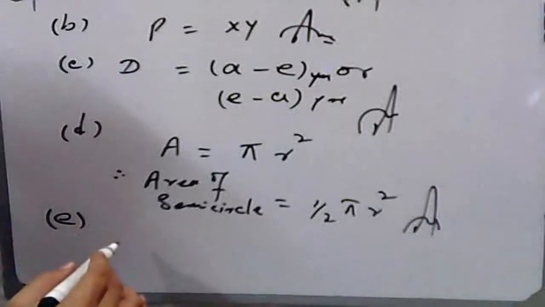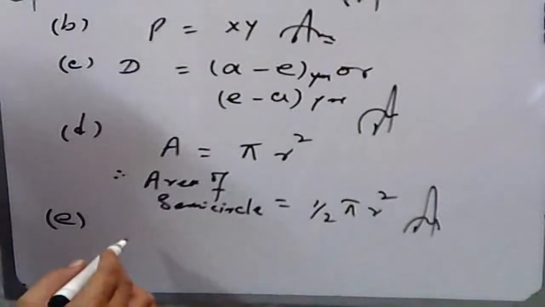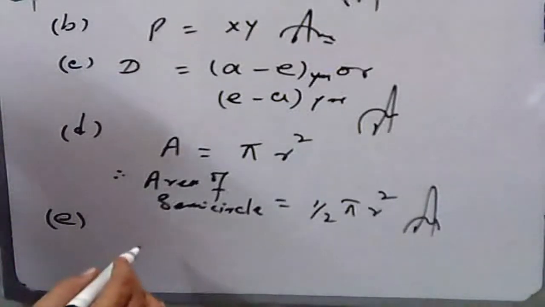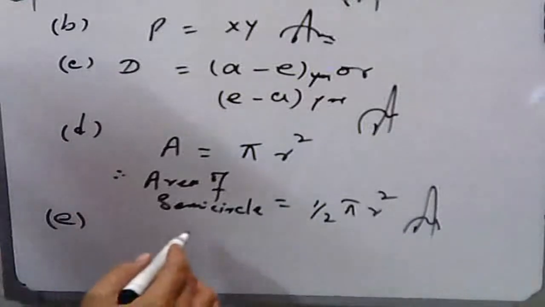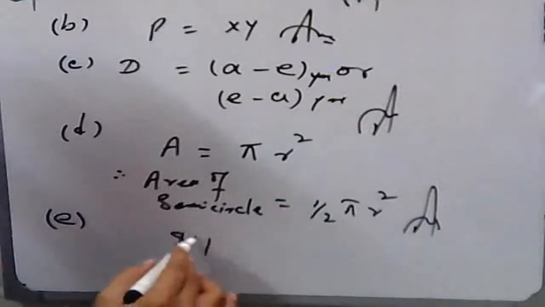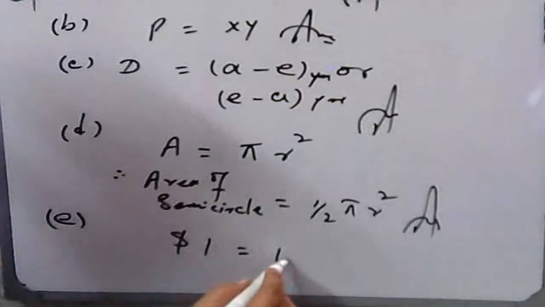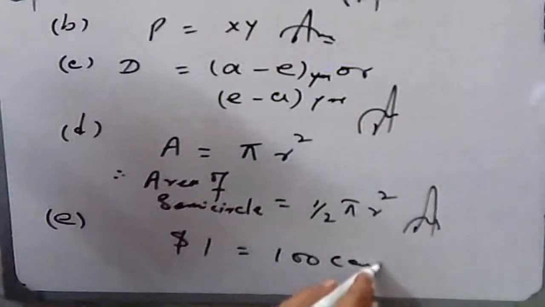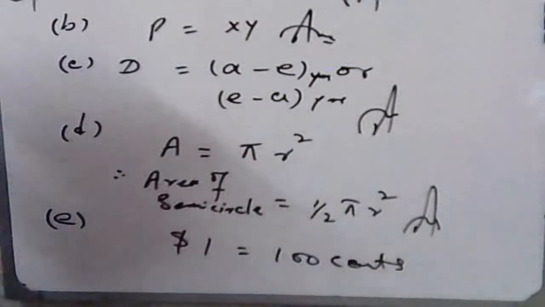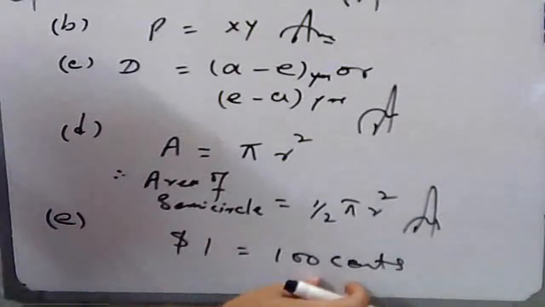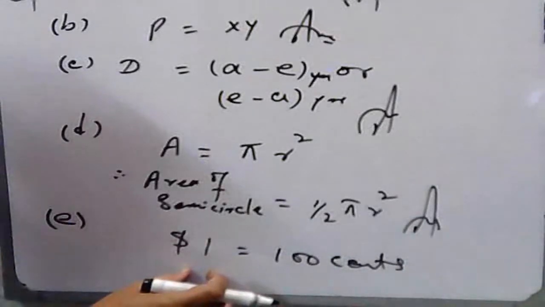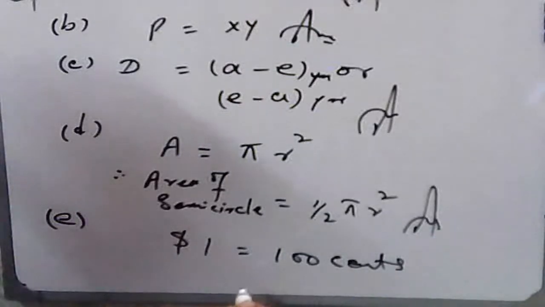Similarly, another part, that is your E part, the cost $C of m items of 12 cents each. It means as $1 is equal to 100 cents.